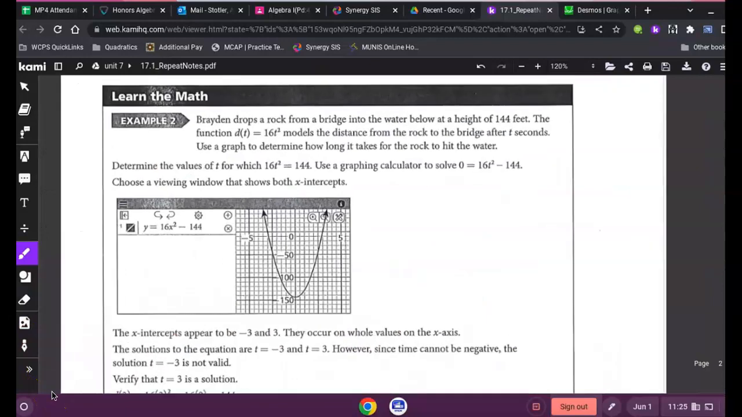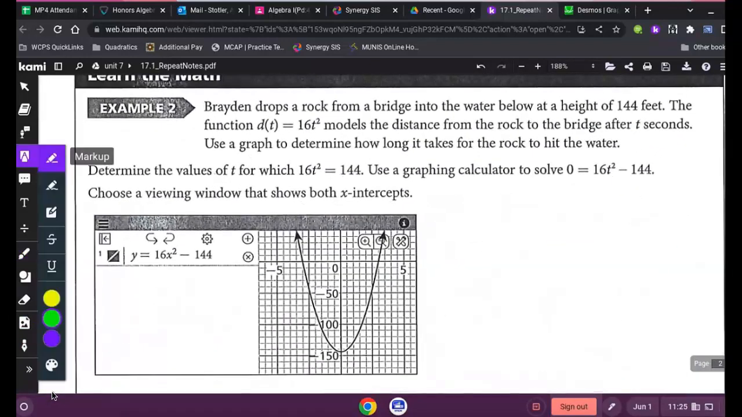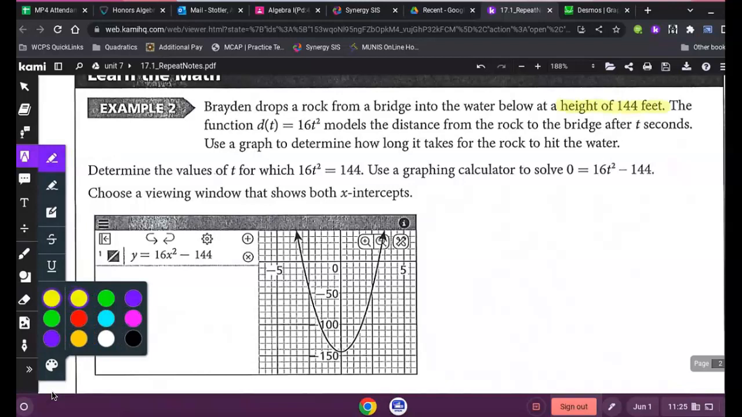So Braden drops a rock from a bridge into the water below a height of 144 feet. So go ahead and underline that, 144 feet. The function d of t equals 16t squared models the distance from the rock to the bridge after t seconds. Use the graph to determine how long it takes for the rock to hit the water.